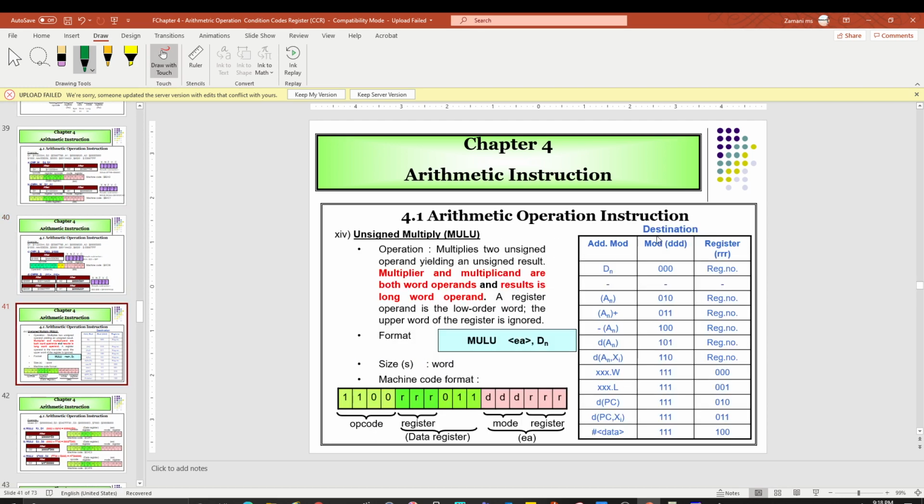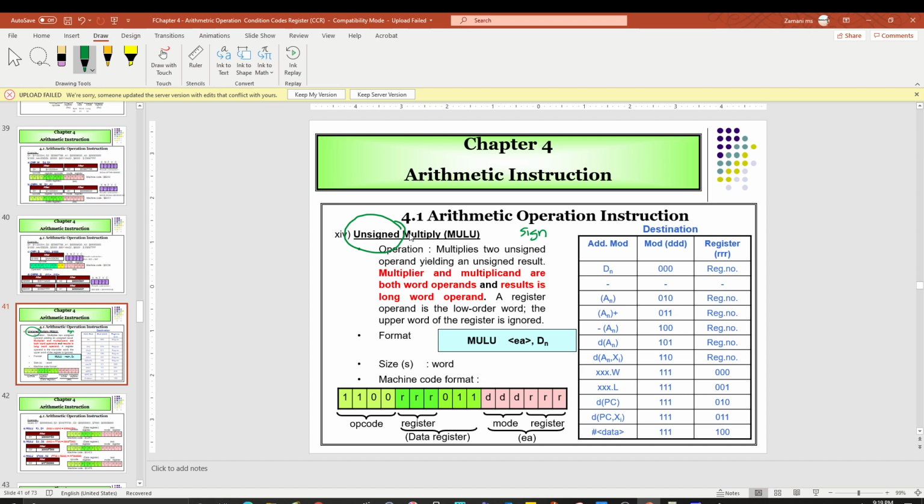Okay, multiplication. So here in your multiplication, you're going to multiply numbers. What happens in this particular syntax is it will multiply two unsigned operands yielding an unsigned result. So before that, I'm going to clear up what is the meaning of unsigned and signed. So we are going to learn about unsigned and signed.